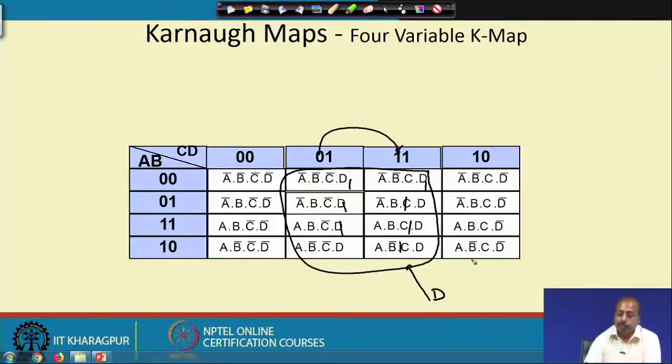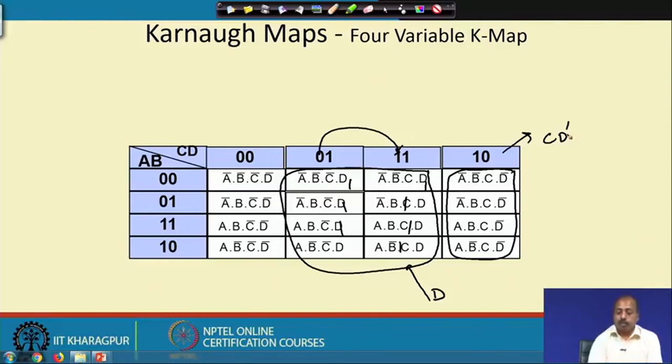If you can make a quad, say this one. If I make a quad like this, as I was telling, A and B both of them are changing their polarity, so they will get eliminated. What will remain is C D bar. So, C D bar will remain as the term. So, it is beneficial if we can make quads and octets for a 4 variable function.